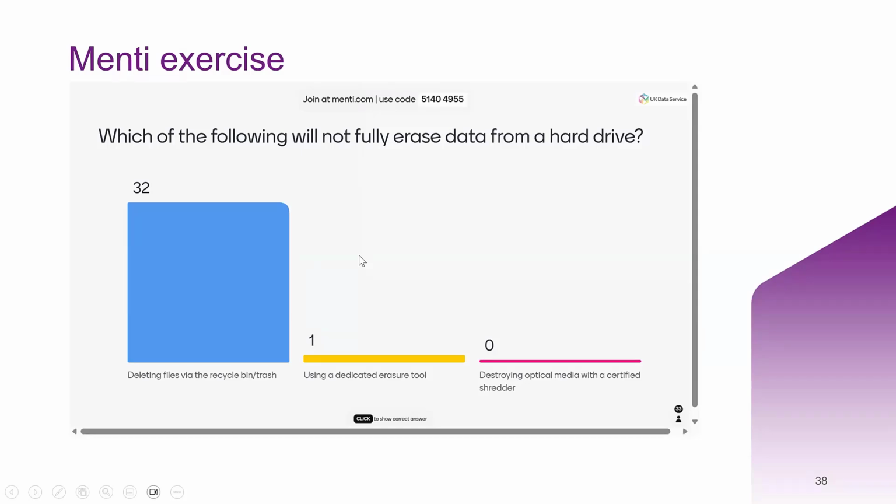So using a dedicated erasure tool will enable the data to be fully erased from the hard drive.